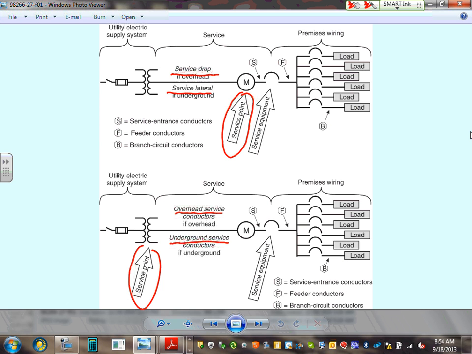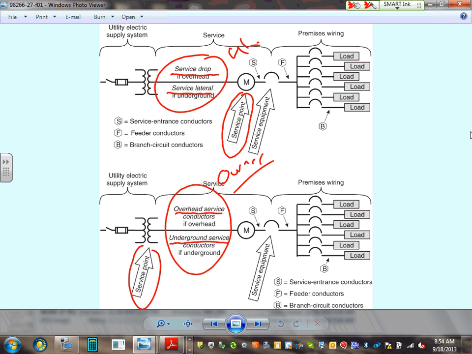Wherever the service point is, we'll decide if these conductors, the same conductors, look at that, are overhead service conductors or service drop. And these two are owned and operated by the utility. These two are owned and operated by the owner. Okay. Any comments, guys? Any questions about that?